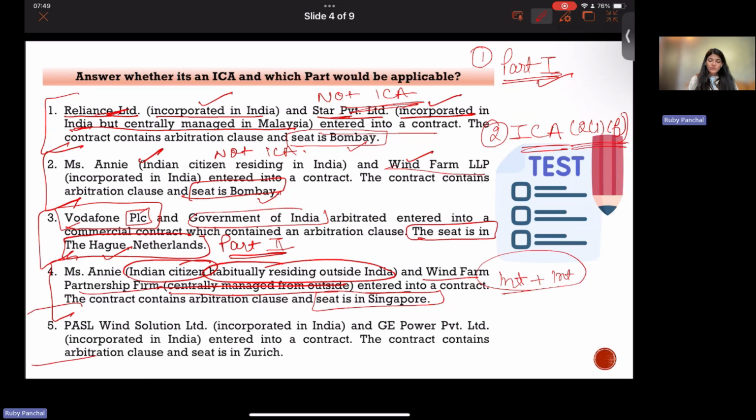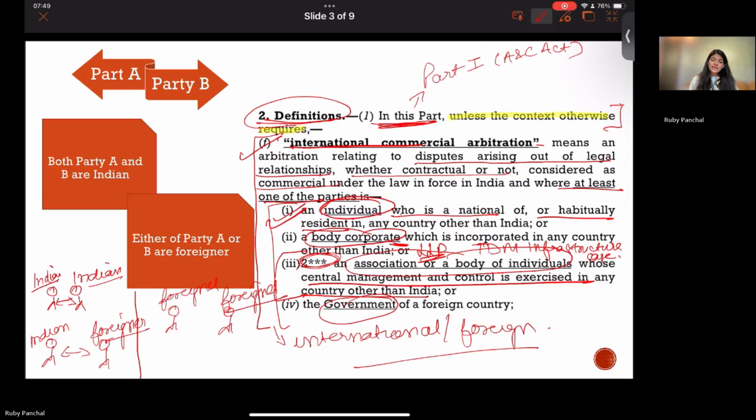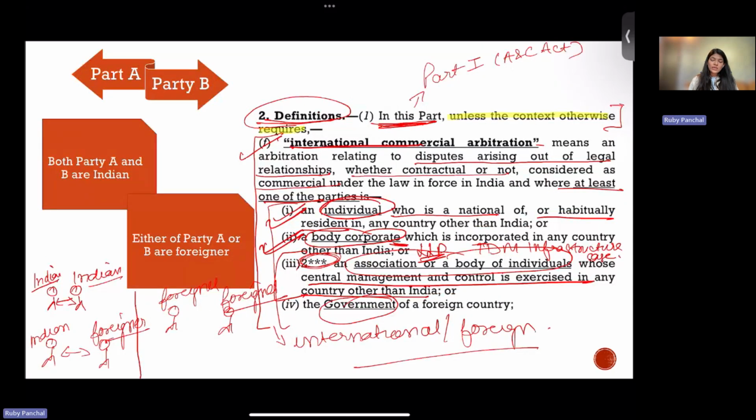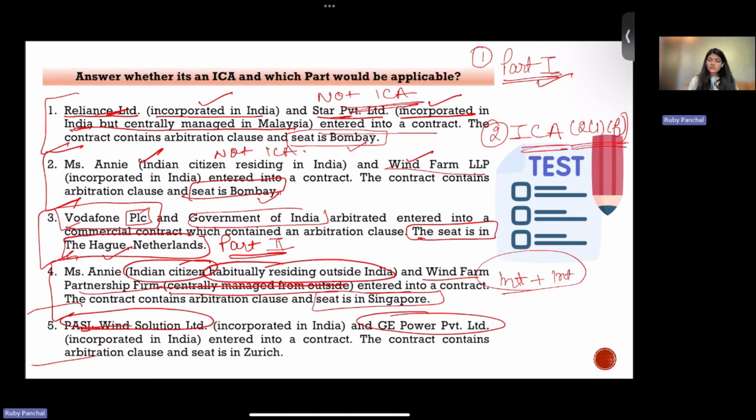PASL Wind Solution is incorporated in India. GE Power Private Limited is incorporated in India. Both the companies are body corporates, hence incorporation matters. As per point 2, they're incorporated in India, so both are Indian parties. The seat is in Zurich, so Part 1 doesn't apply, Part 2 applies.